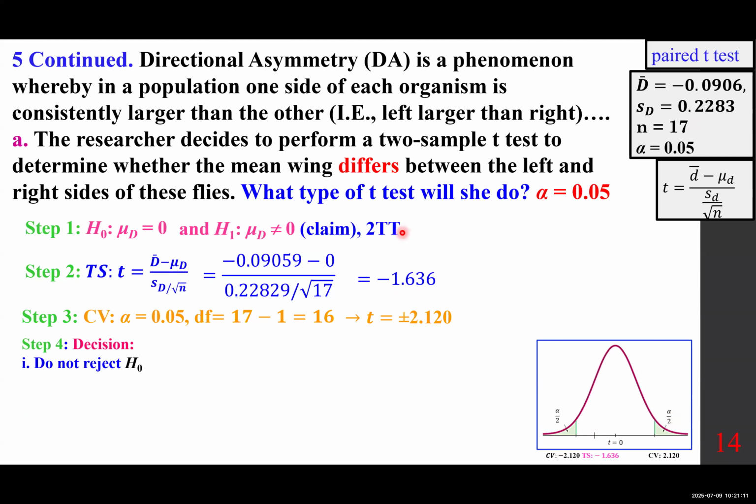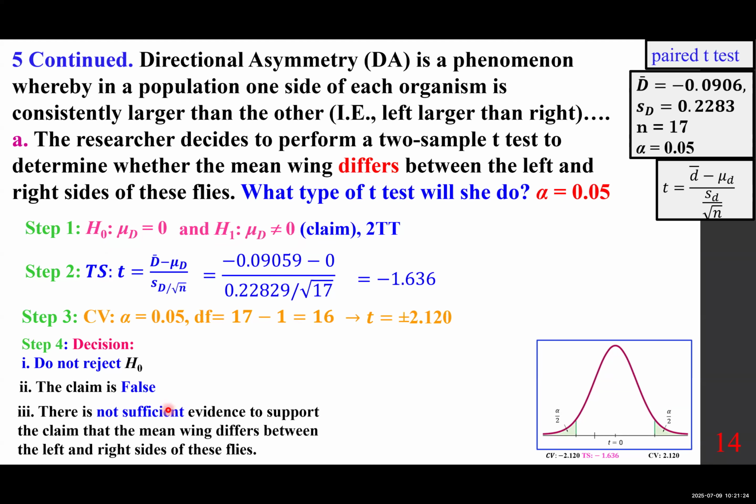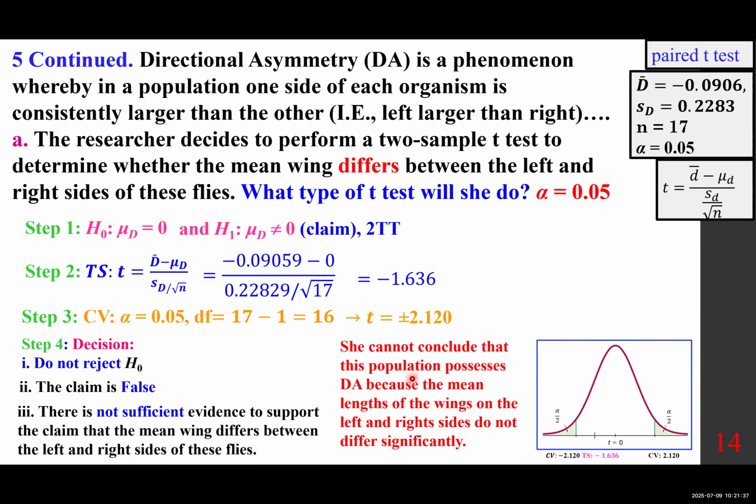Now we go back to the first step. So we are not rejecting H0. What are we rejecting? H1. What are we rejecting? The claim. So the claim is false. And we rewrite: there is not sufficient evidence to support the claim that the mean wing difference differs between the left and right sides of these flights. For this sample, it didn't work. So she cannot conclude that this population possesses DA because the mean lengths of the wings on the left and right sides do not differ significantly. Okay.